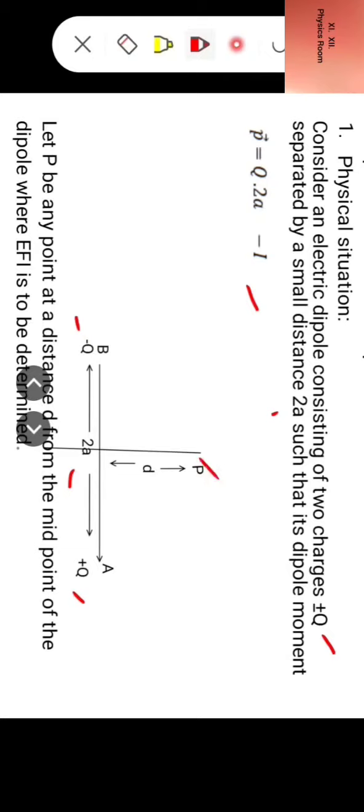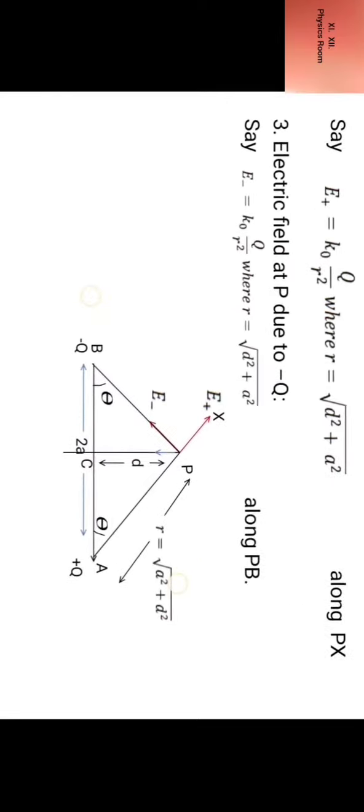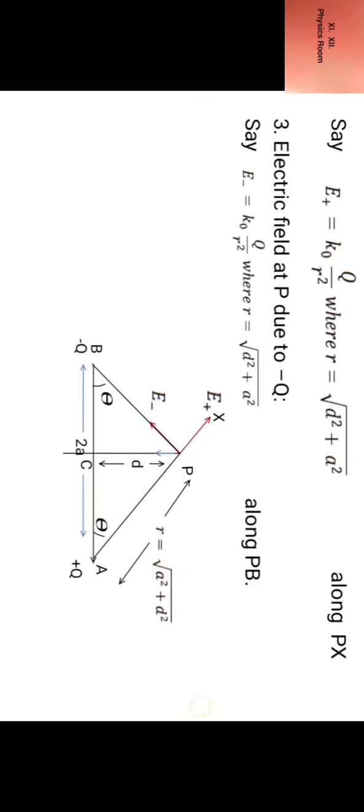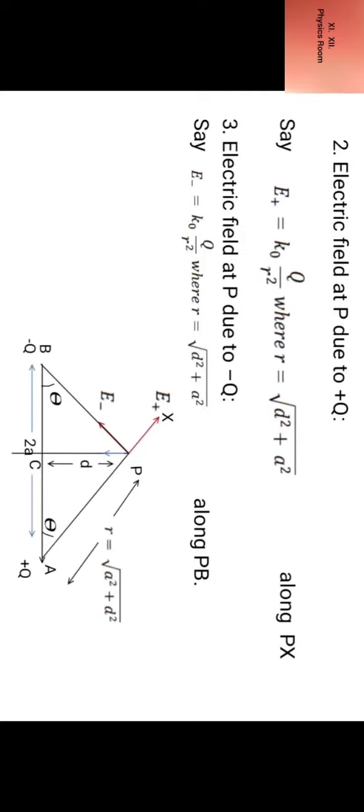Let P be any point at a distance d from the midpoint of the dipole where the electric field intensity is to be determined. Now we proceed further for electric field intensity at P due to plus Q.